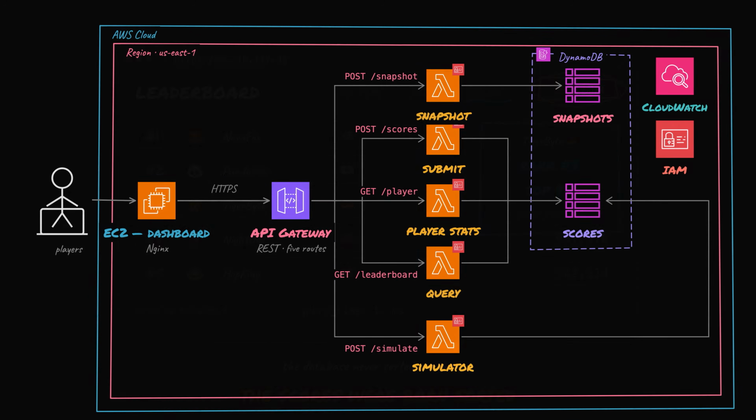Step back and count the pieces. 2 DynamoDB tables, a live board that sorts itself, and 1 for history. 1 shared IAM role. 5 Lambda functions. Submit, query, stats, snapshot, simulate. 1 API gateway front door with 5 routes. 1 EC2 instance serving the dashboard, and CloudWatch logging every run. And when nobody's playing, the serverless half costs nothing. Functions and tables billed by use, not by the hour.